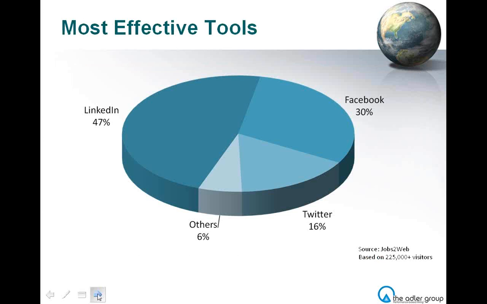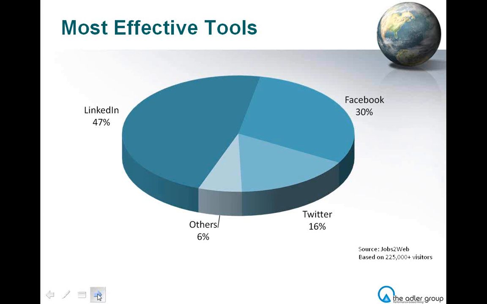That is a great question, and it's a perfect lead-in to my most effective tools, because this is recruiting specific. This comes from our friends over at Jobs2Web. It's based on 225,000 visitors to websites that Jobs2Web hosts. To be in this number, you would be a Jobs2Web customer, just so that you understand where the data comes from. Jobs2Web has a number of customers across industries, and this is all recruiting based. So the most effective tools, based on where people are coming from and what's driving traffic: you've got Twitter at 16%, which is pretty low, compared to LinkedIn at 47% or Facebook at 30%, but it isn't zero.